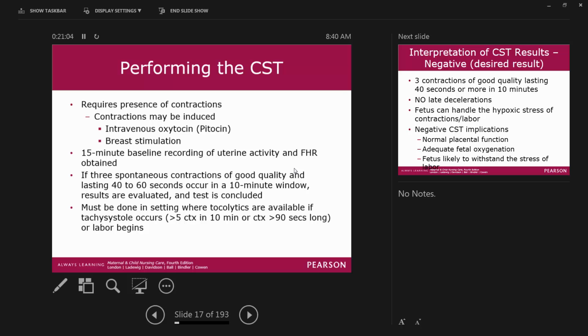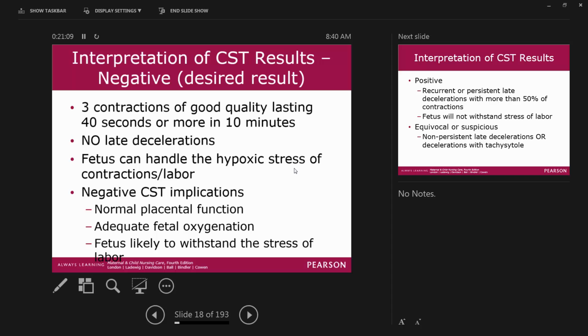Once we get the contractions, then we interpret what we're seeing on the strip. So in order for this baby to pass the test, they have to have no late decelerations. They don't have to have accelerations. They just have to have no late decelerations. None. Not even one. If she has 4 contractions in 10 minutes and she only has one late deceleration, she did not pass the test.